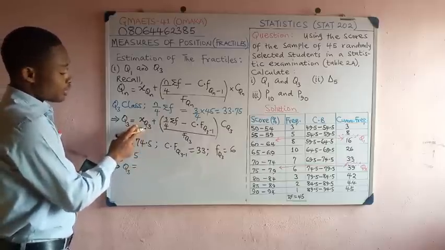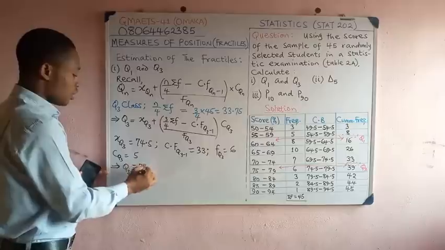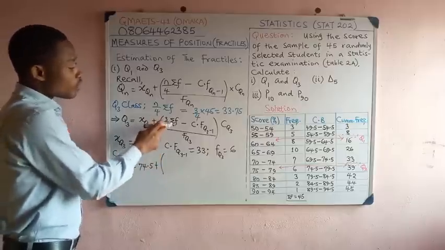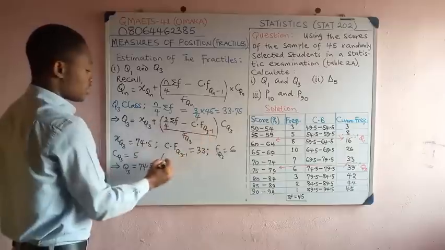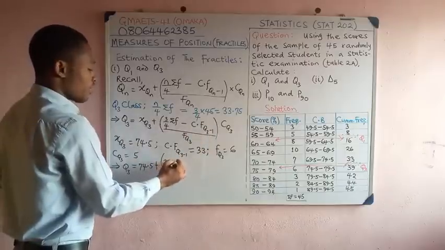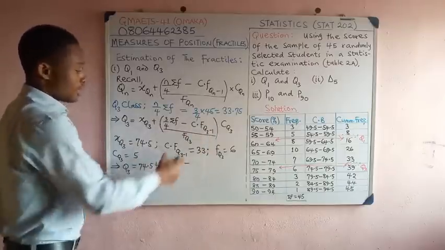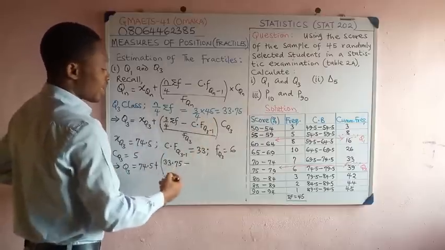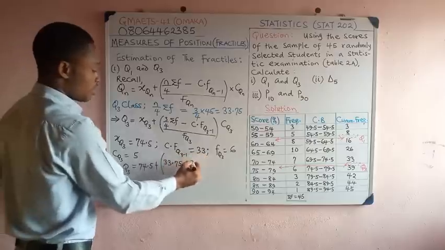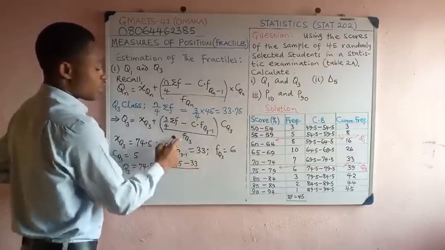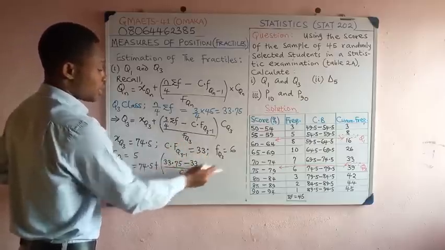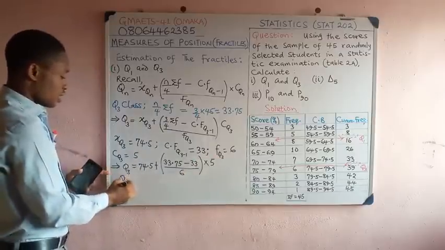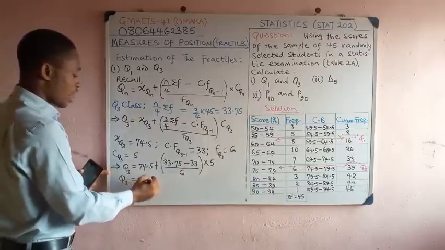So the lower class boundary of the third quartile class is 74.5. We substitute plus open bracket 3 over 4 times summation F, which we've already gotten to be 33.75. So I will substitute directly, minus the cumulative frequency of the class before the third quartile class, that cumulative frequency is 33. And then divided by the frequency of the third quartile class, which we obtained as 6, times the class width, which is 5. So Q3 is going to be 74.5 plus.